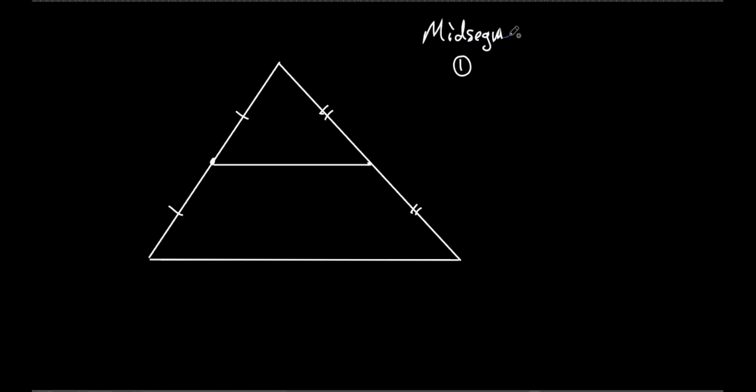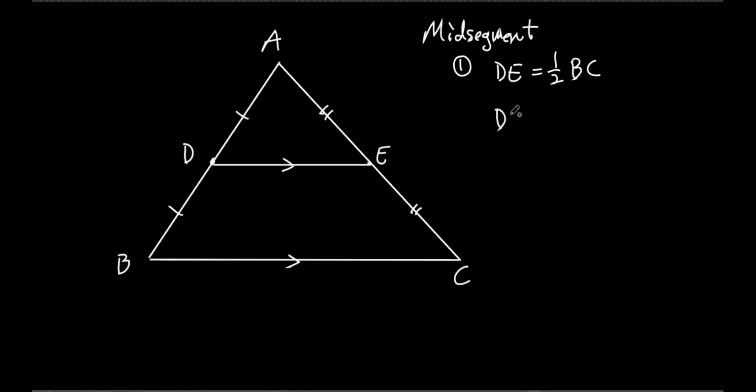Mid-segment. What do I know? It's half of this, right? So, let's just call it A, B, C, D, and E. All right? So, DE is what? Half of BC. What else do we know about it? It's also what? Parallel. That's right. So I could also say that line segment DE is parallel to line segment BC.